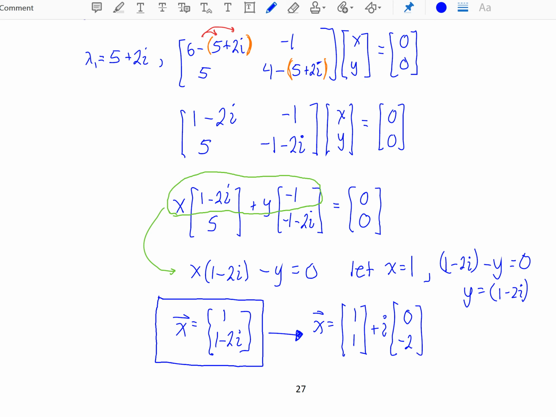Notice if you multiply the i into this second vector and add these together, you'll get back the same original vector that we had. However, chapter 6 will have us do this, breaking up this vector into a real and a complex part. So this is what your eigenvector looks like for your first eigenvalue. We still need to find the second eigenvector, so let's do that on the next page.